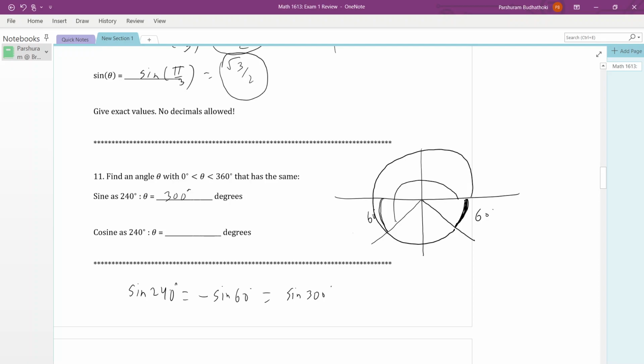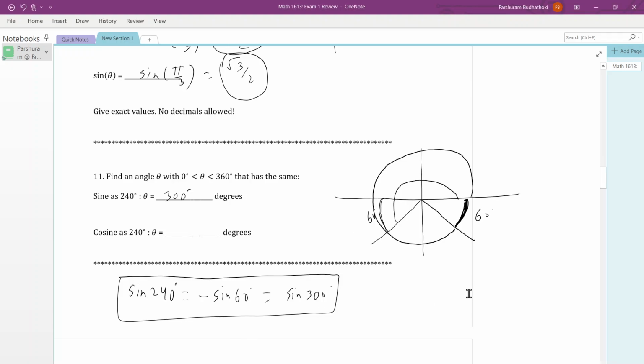Okay, because sine 240 and sine 300 are both equal to negative sine 60, because 60 degrees is the reference angle for both of them. Okay, we can use the same trick for cosine 240. As we can see here, the reference angle for cosine 240 is 60, but the cosine function is negative in the third quadrant.